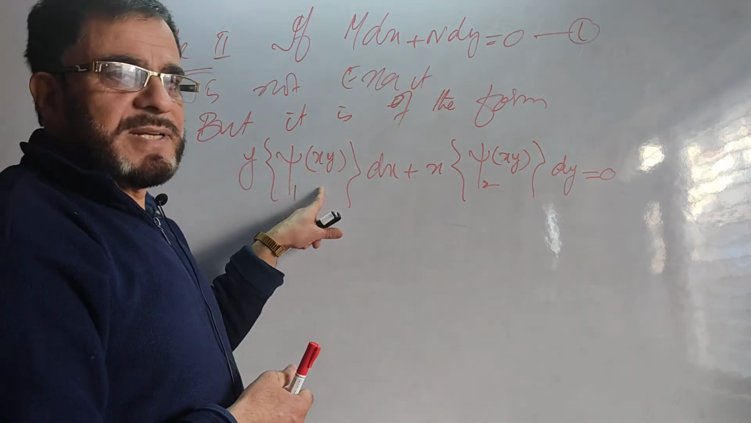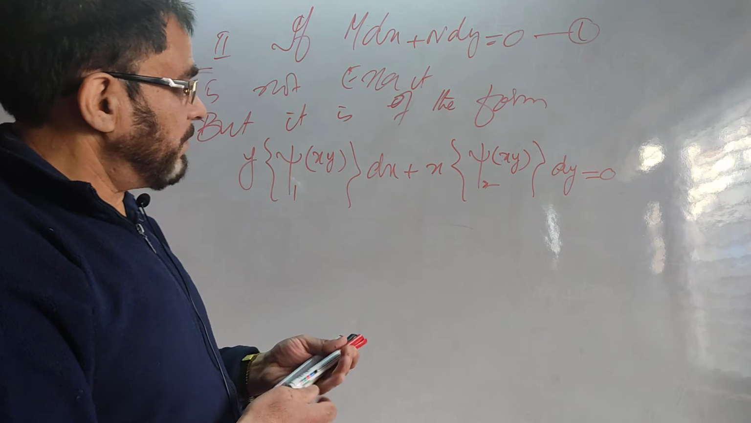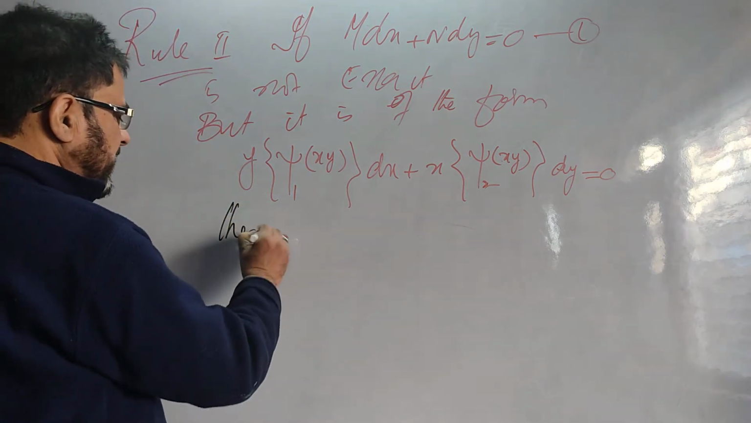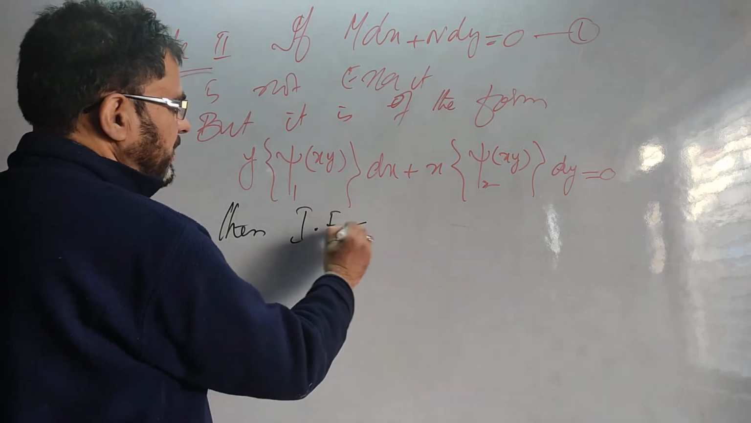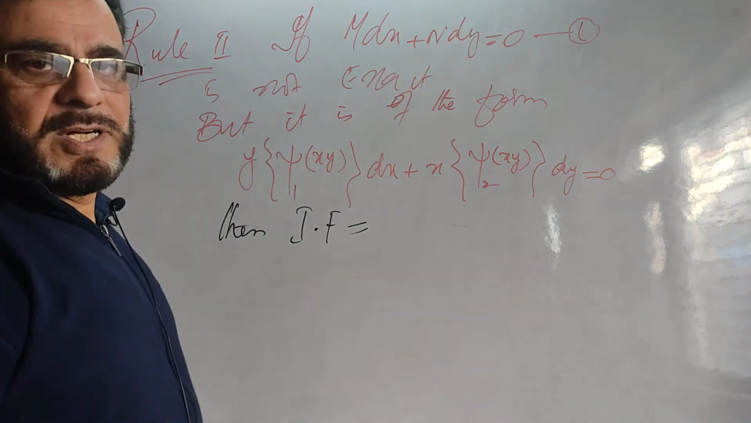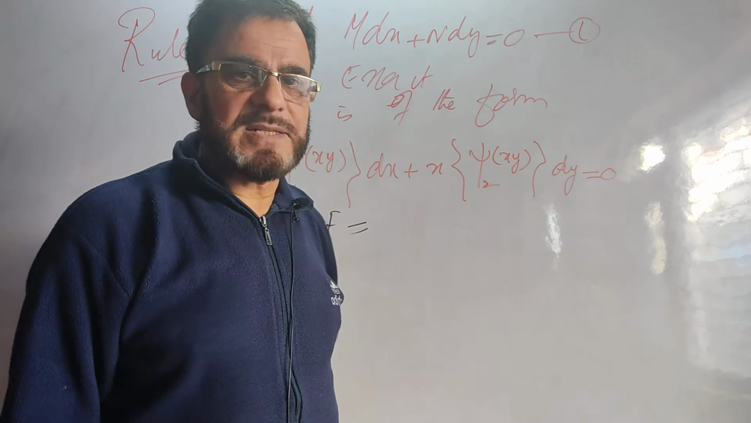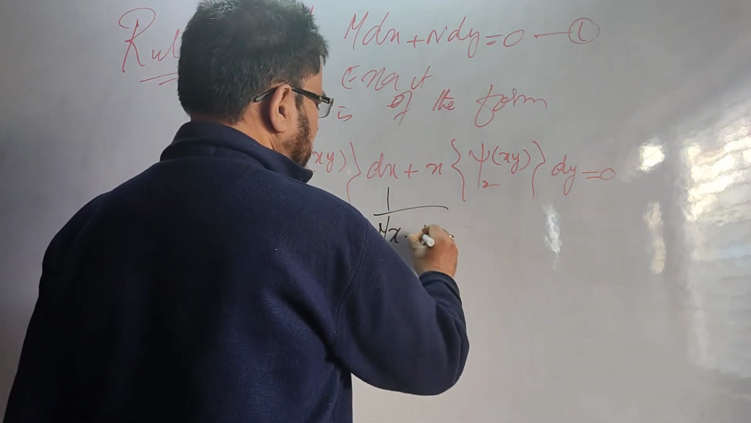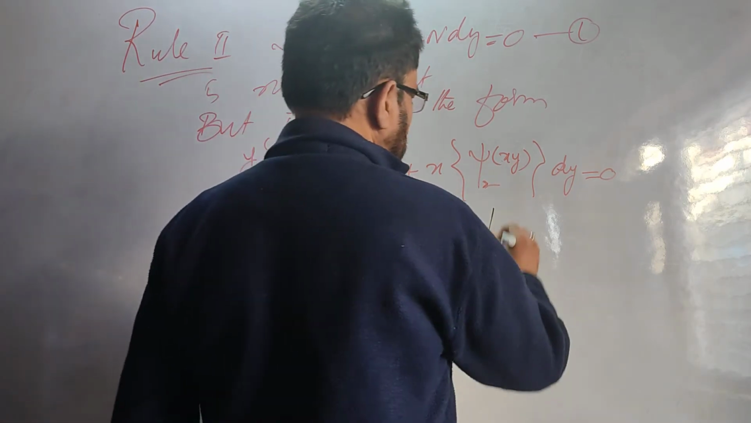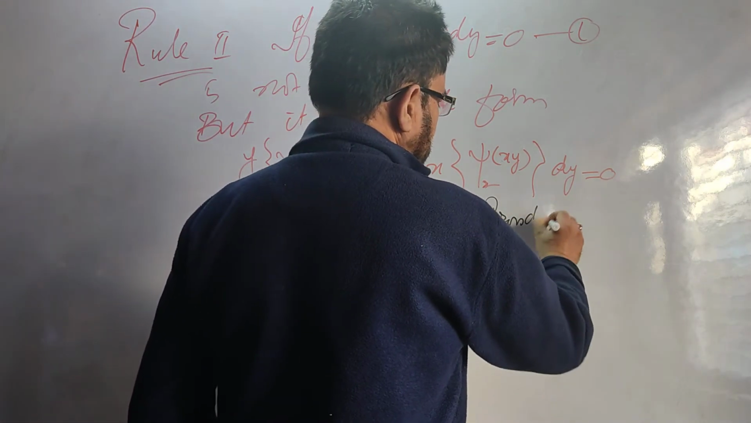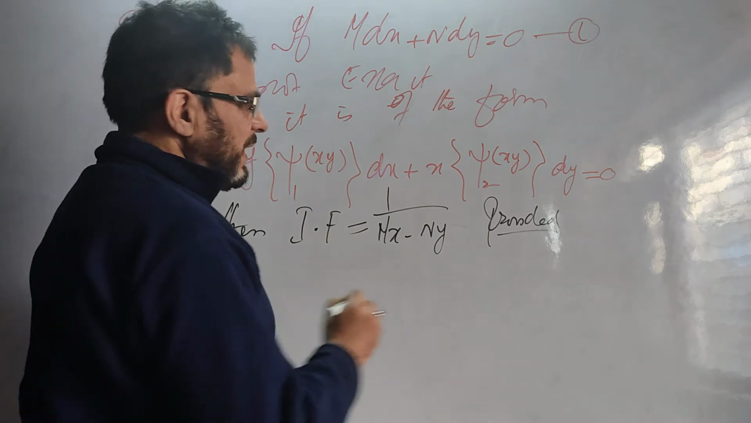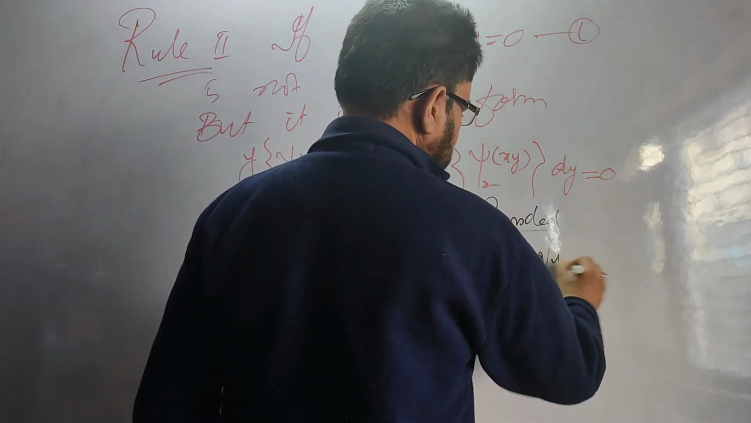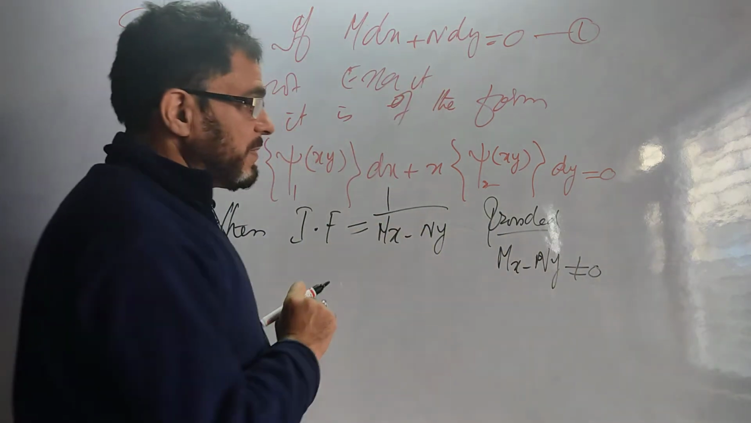Some function in xy. If it is such, but not exact, then here is the integrating factor. The integrating factor for this differential equation to reduce it into the exact form is 1 by mx minus ny. Here it is also provided that mx minus ny is not 0. This denominator should not be 0.